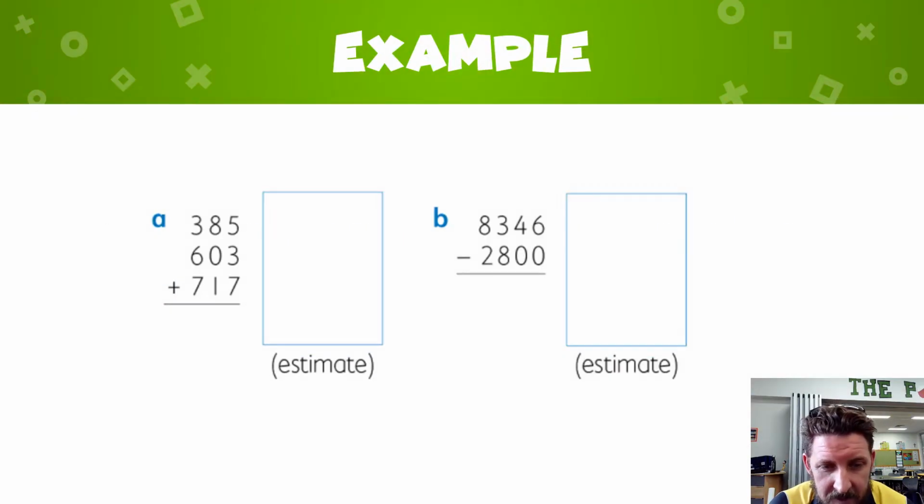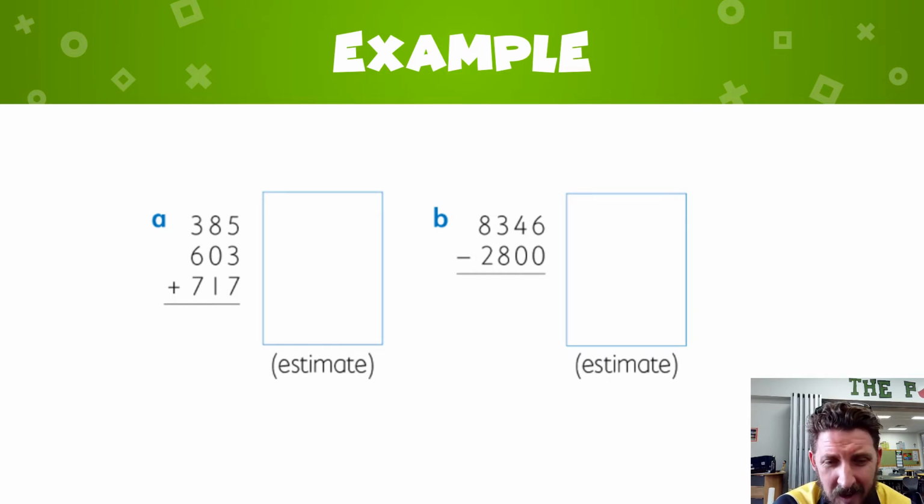So here's a couple of examples. What I'm going to do is take you through an example of an addition and a subtraction, a multiplication and division on how to do it. So we'll start off here. I've got quite a difficult one here, but if we have a look, we're looking at three numbers, and we've got to pick first an appropriate place value to round to.